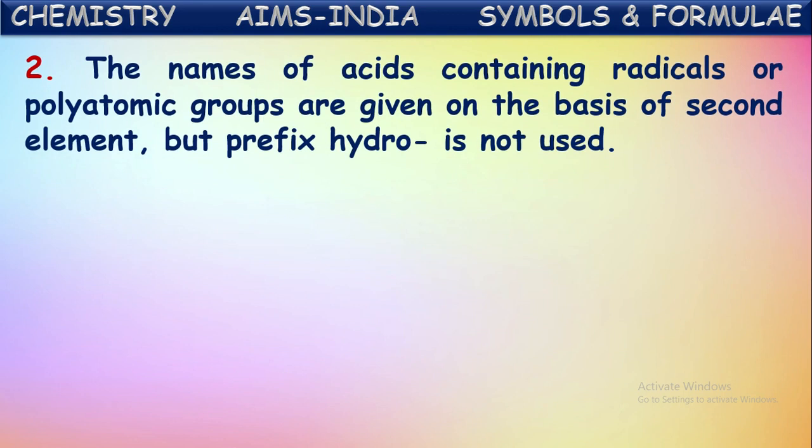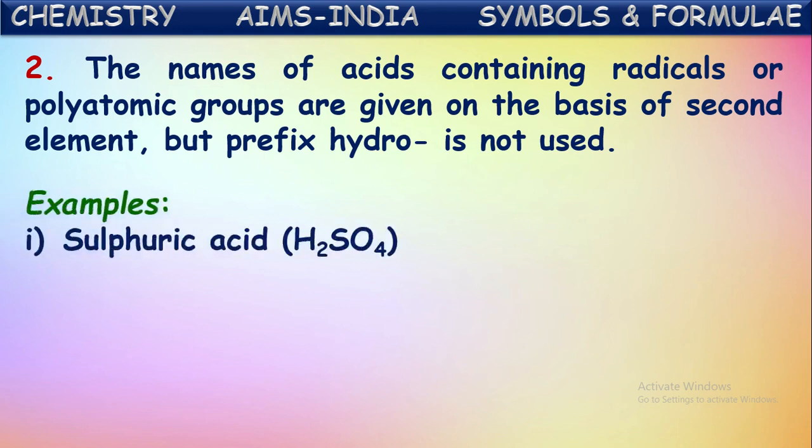Next, some more acids. The names of acids containing radicals or polyatomic groups are given on the basis of the second element, but the prefix hydro is not used. If the acids are formed with polyatomic groups or radicals, then we don't use hydro. Just based upon the second element's name, the acid's name is given by attaching ic acid at the end of the second element's name.